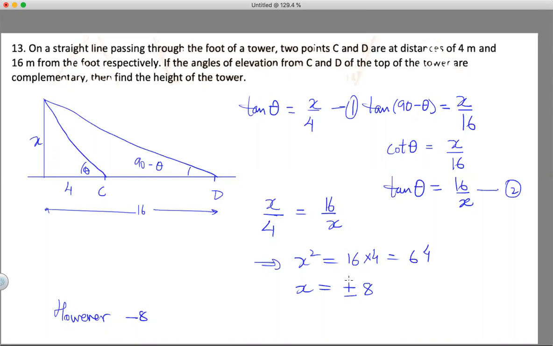Okay, so we get two values, plus minus 8. Write both values, but then say minus 8 is not possible, because it is a negative length. We don't have to write a very long sentence there. So the answer is 8 meters. It is necessary to write the unit. Always write the unit, otherwise we can lose marks.